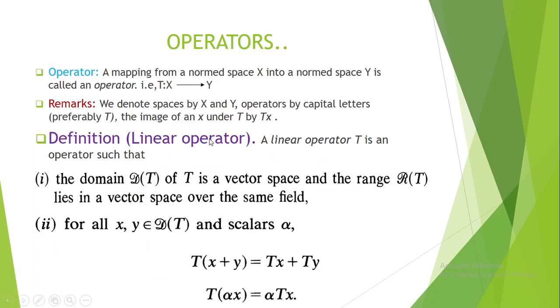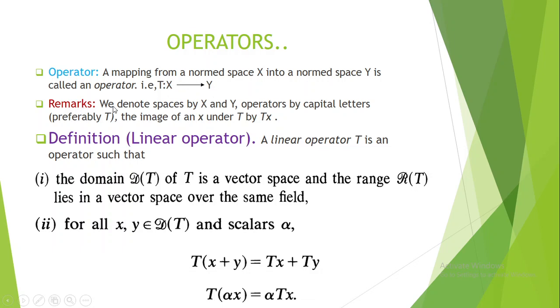Now we will define what operators are. A mapping from a norm space X, here we denote a norm space by capital X, into a norm space Y, denoted by capital Y, is called an operator. That is, a mapping from a norm space to a norm space is called an operator. We denote this mapping by capital T, where X is the domain of the operator and Y is the range of the operator.